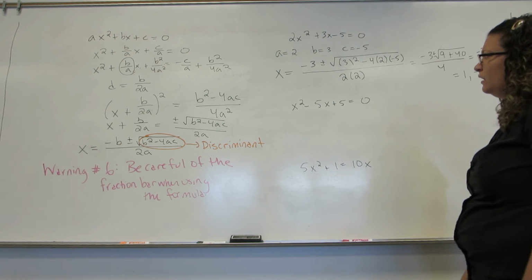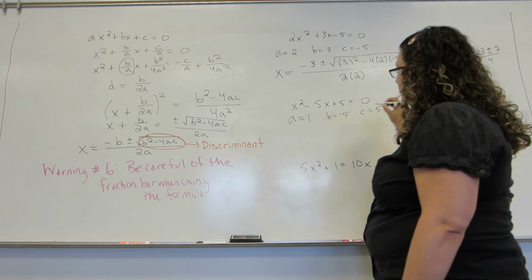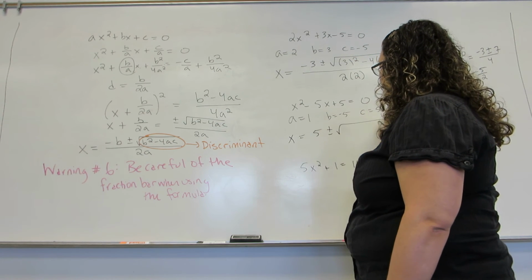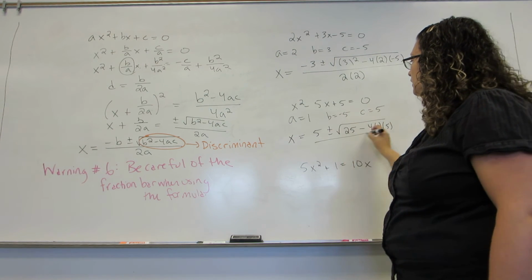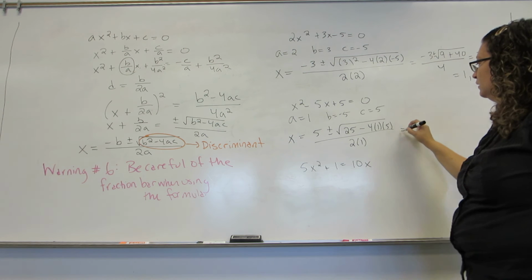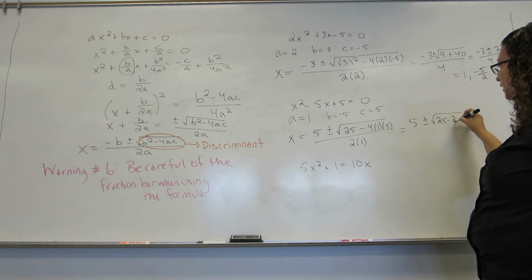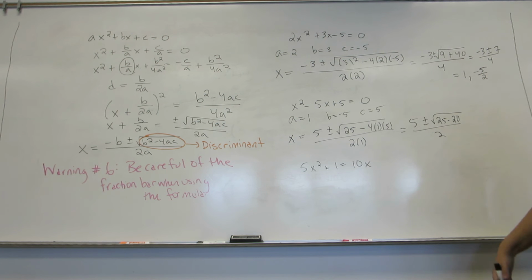This one, I again identify my a, b, and c, and I plug them into the formula. x is minus b plus or minus the square root of b squared minus 4ac all over 2a. So here I have 25 minus 20, and then all over 2. 25 minus 20 is, of course, 5, which does not have a square root. So my final answer is 5 plus or minus the square root of 5 all over 2.